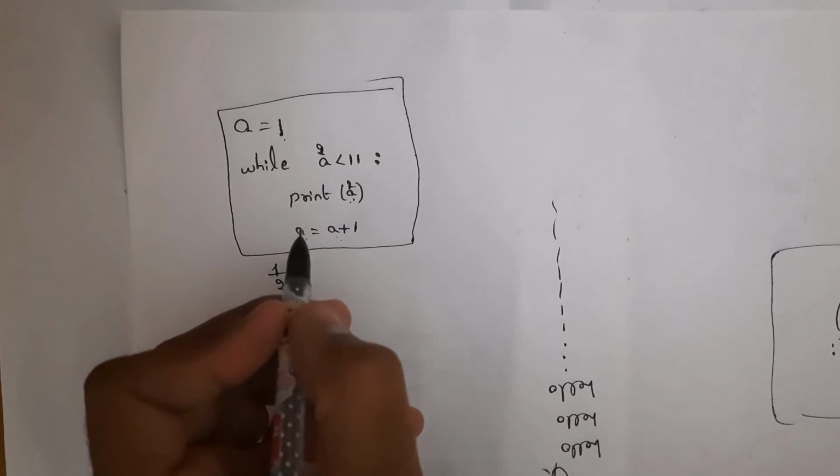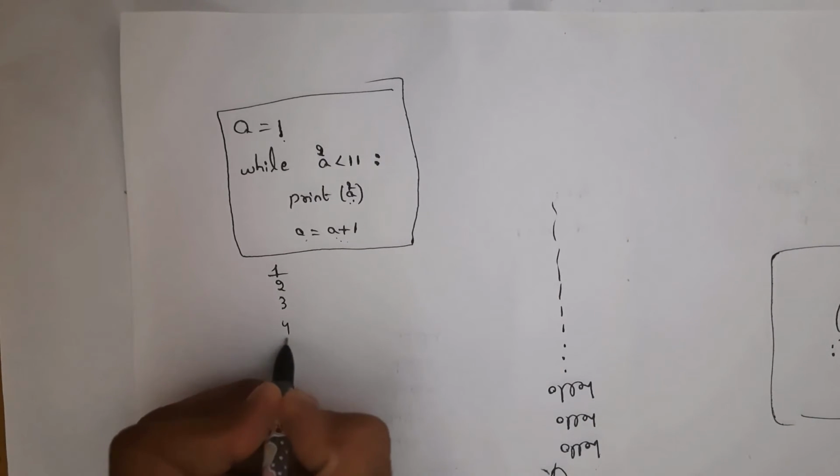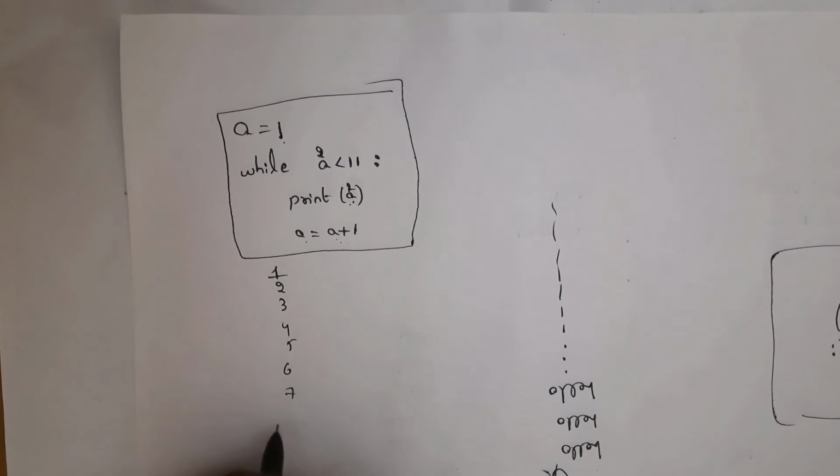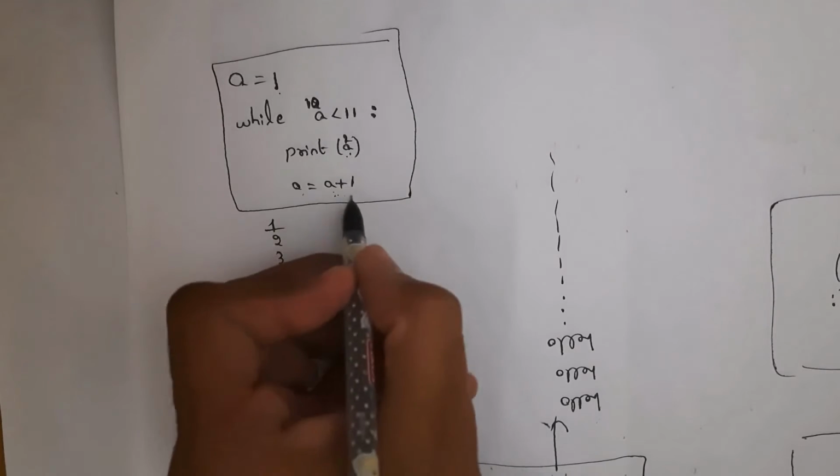3 is less than 11. Condition is true. It will print 3. Similarly, it will print 4, 5, 6, 7, 8 and 9. After printing value 9, it will increment value, that is 9 plus 1, 10.